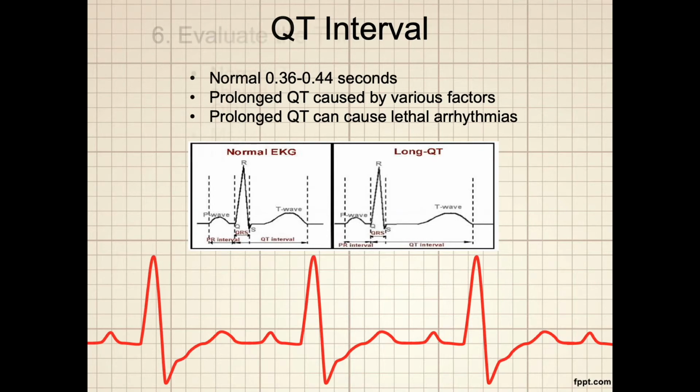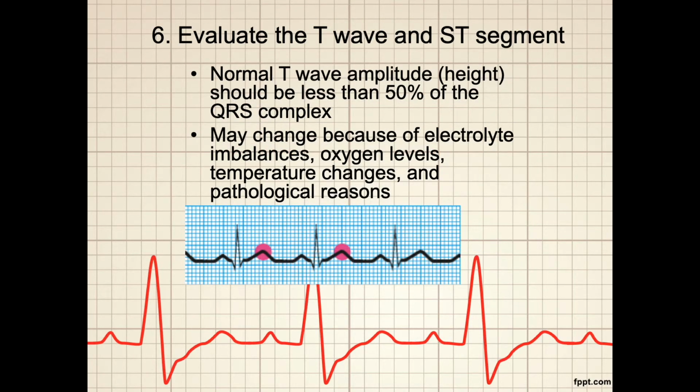Step 6 is to evaluate the T wave and the ST segment. Now, a normal T wave should be about half the size of the upward deflection of your QRS complex if you're looking at your EKG from a positive lead. Now, this T wave and the ST segment may change because of electrolyte imbalances, because of oxygen levels, temperature changes, and for various pathologic reasons.